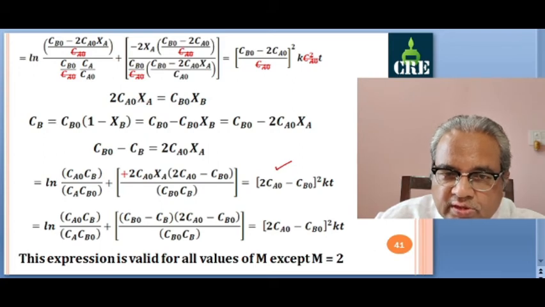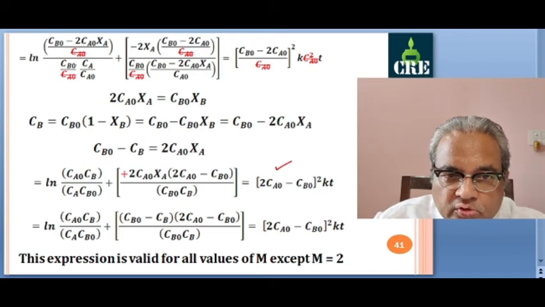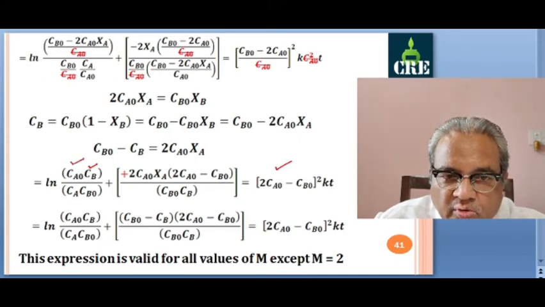CB0XB is 2CA0XA because of stoichiometry: A plus 2B gives products. CB is CB0 into 1 minus XB, same as CB0 minus CB0XB. CB0XB is 2CA0XA. Now CB0 minus 2CA0XA is simply CB. So this numerator is replaced only with this CB. This CA0 we can transfer to the numerator side. So CA0 CB, and in the denominator we have this CB0 CA. I have written it as CA CB0.